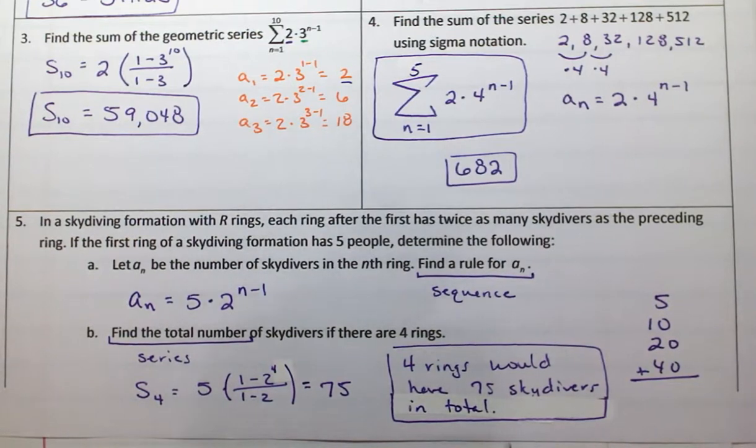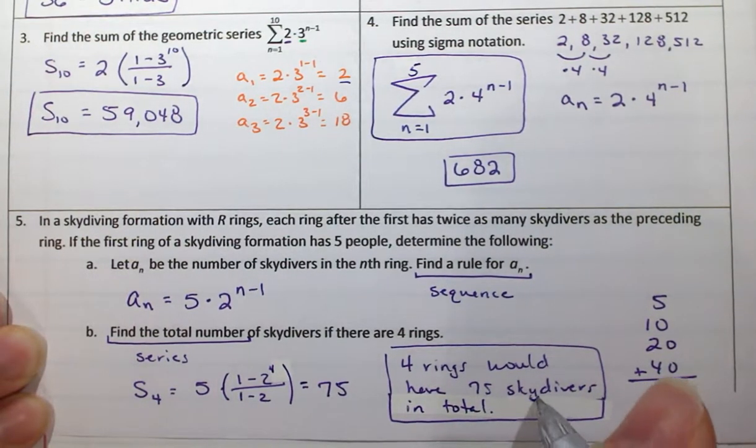So there are 3 ways you could do this. You could do this by hand adding, you could use your formula, or you could use your summation. All 3 ways would work here, but you should have gotten that you need a total of 75 skydivers in order to complete those 4 rings.